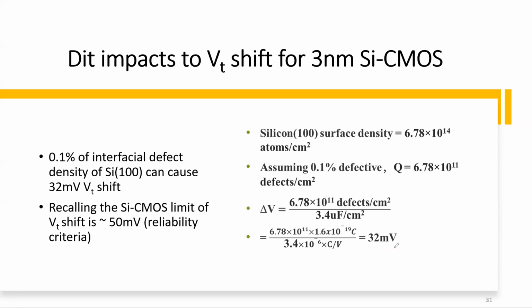Is that good? Well, barely make it, because the silicon CMOS limit of VT shift is 50 millivolts. And you have, not one defect, 0.1% defect. You got this. It means how important the surface density, the defect density, is to a silicon device, right?